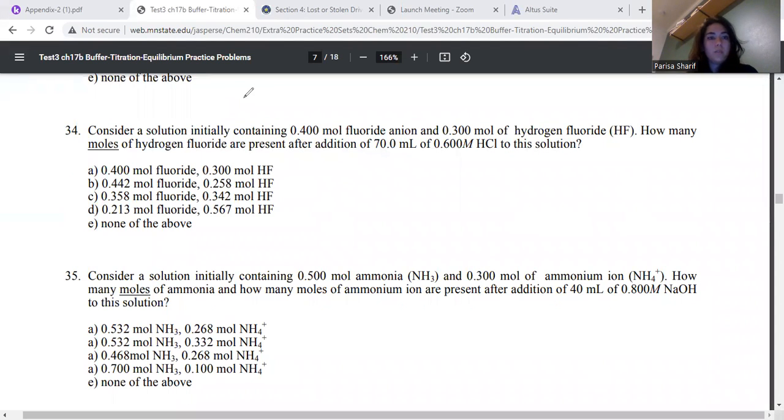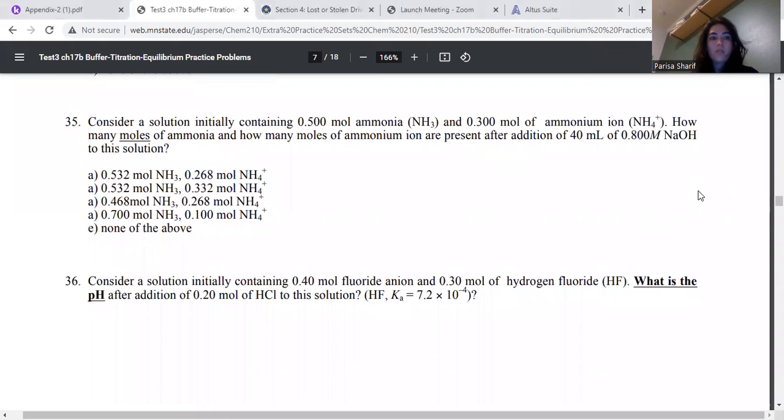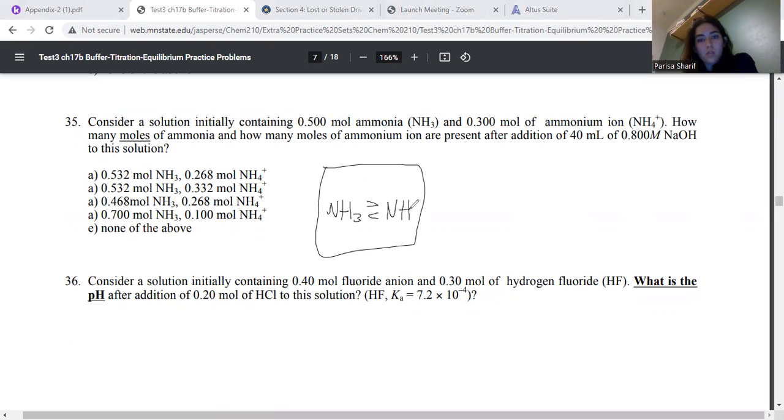So here we go. Let's go to the next one. 35. Consider a solution initially containing 0.5 moles of ammonia and 0.3 moles of ammonium ion. So once again, best thing to do is imagine. So here's our NH3, our ammonia, and we know it's in equilibrium with the ammonium. This is like a weak base situation. You can also see it as a weak acid situation, whichever one. But the point is the hydrogen is exchanged between them, so we have a buffer.